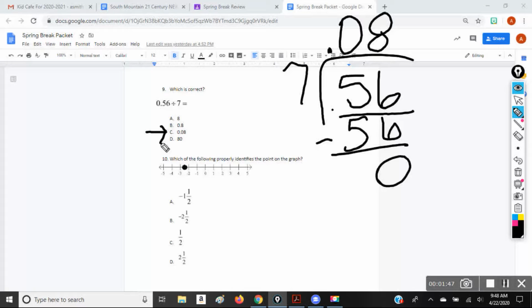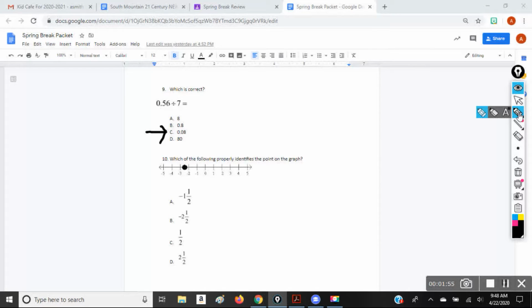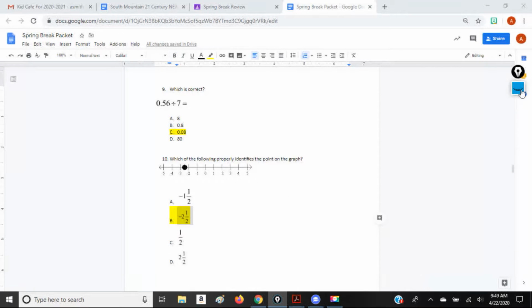Which of the following properly identifies the point on the graph? And I can see we're on the negative side. And we are past -2, so it wouldn't be -1. -2.5, well, we're in between -2 and -3, so B is the correct answer. So I'm just going to take a moment to highlight my correct answers.